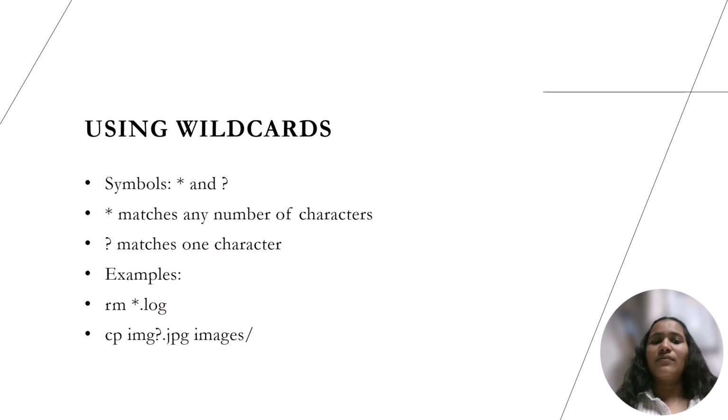Now, using wildcards. Wildcards let you work with multiple files at once. The asterisk matches everything. For example, rm *.txt. What this will do is search your directory, and whichever files end with .txt, all of those files will be deleted. So the asterisk is for selecting all of them.